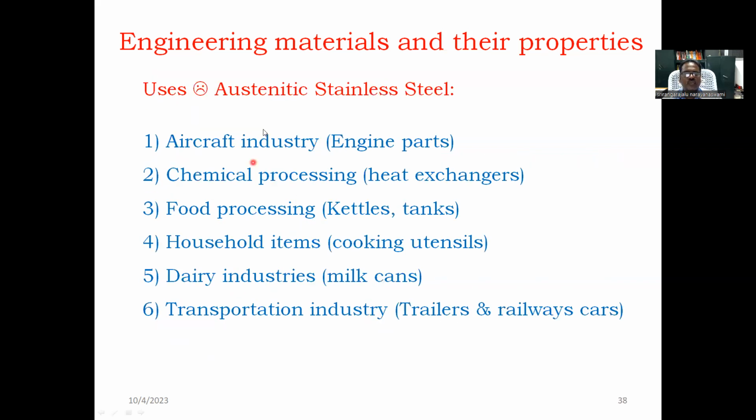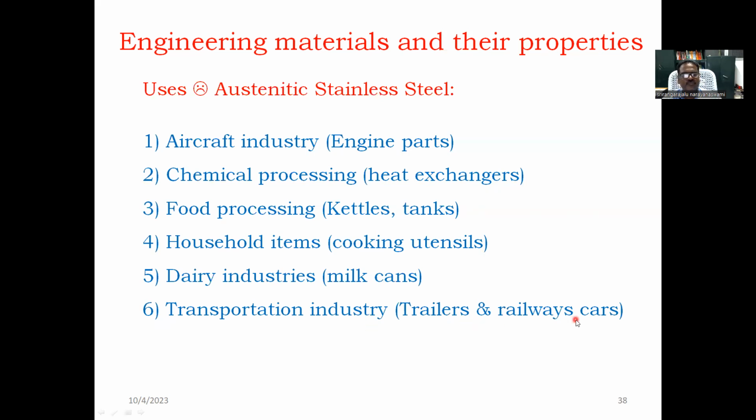And next, the uses of austenitic stainless steel: aircraft industry, engine parts; chemical processing industry for heat exchangers; food processing industries for kettles, tanks; household items for cooking utensils; dairy industries for milk cans; transportation industry for trailers and railway cars, etc.